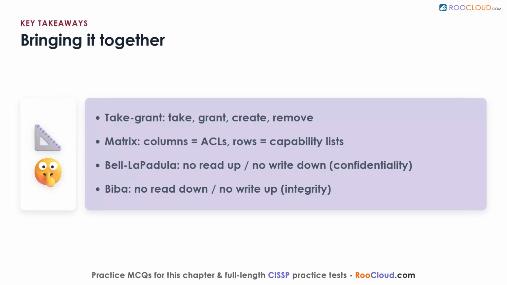The take-grant model uses take, grant, create, and remove rules to move rights around a graph. An access control matrix reads as object-focused ACLs down its columns and subject-focused capability lists across its rows. Bell-LaPadula guards confidentiality with no read-up and no write-down, while Biba inverts that to guard integrity with no read-down and no write-up. Anchor yourself with one memory trick: simple is reading, star is writing, and the rules always say what not to do. In the next part, we finish with Clark Wilson and Brewer and Nash.